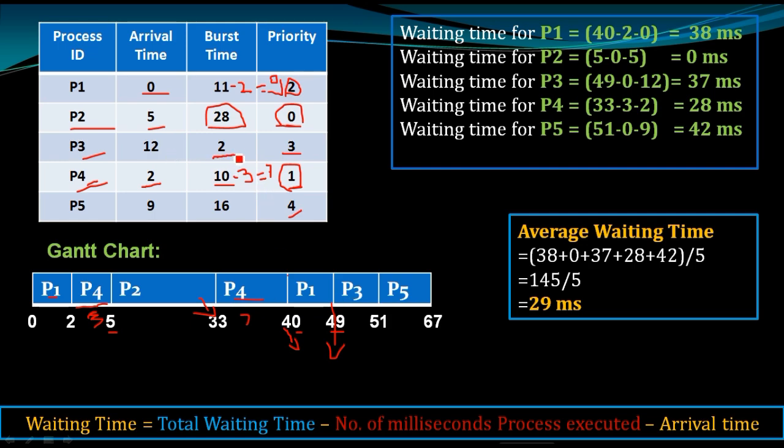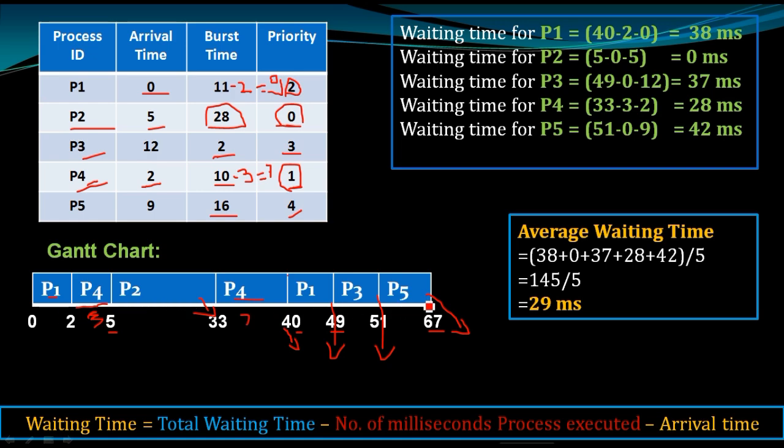So 49 to 50. So P3 will execute and it will come out at 51st millisecond, and P5 will occupy the CPU for how long? 16 millisecond, because burst time is 16 millisecond. So 51 plus 16, that is 67 millisecond. So it will come out at 67th millisecond. So like this, all the processes will complete their execution and burst time.